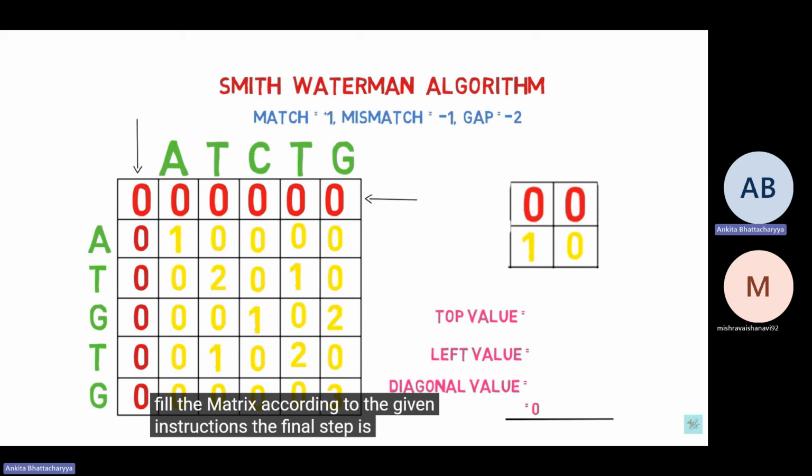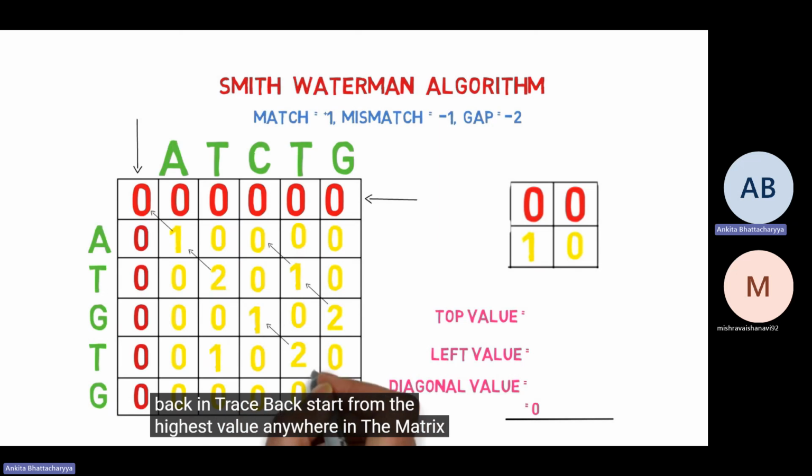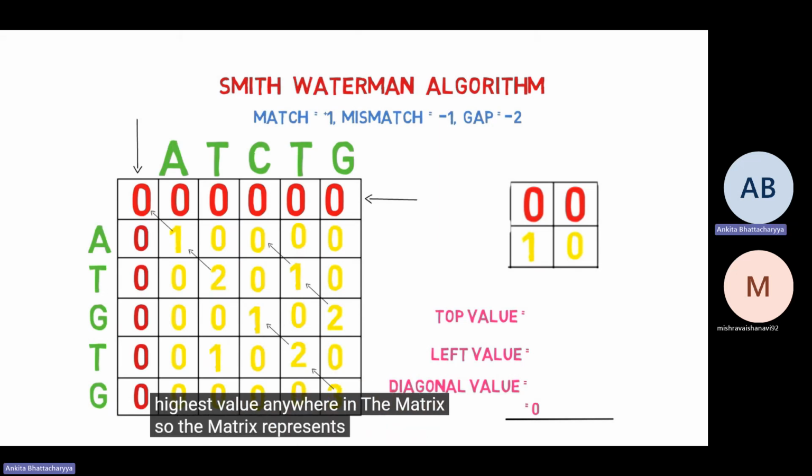The final step is to trace back. In trace back, start from the highest value anywhere in the matrix. So, the matrix represents a number of local alignments.